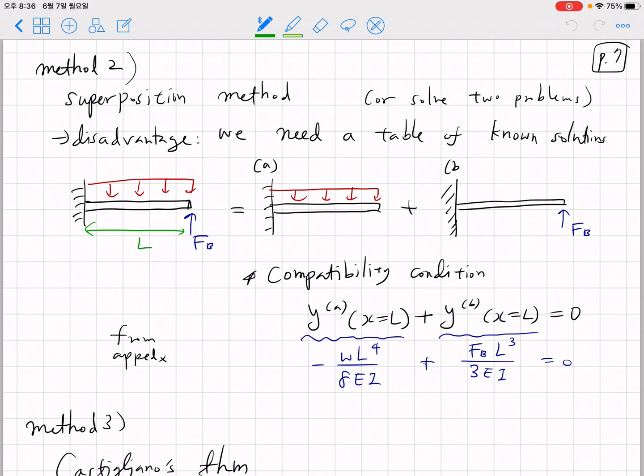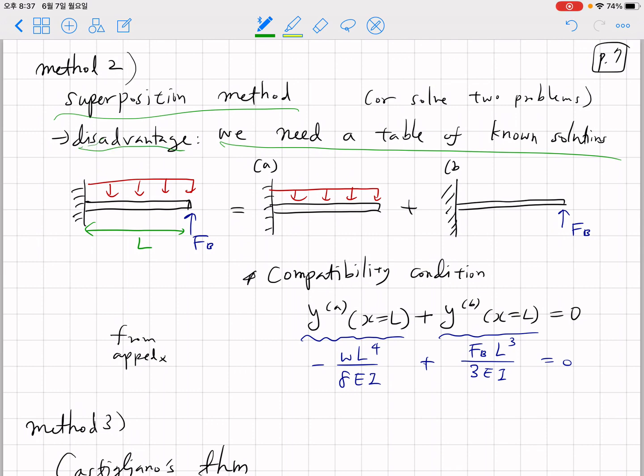Then the second method I suggested was the usage of the superposition method. The disadvantage of this method is that we have to have a table of known solutions. If we happen to have a problem that does not have any known solution table, we have to solve that problem and try to obtain the answer in a quite difficult way. So the superposition method is convenient, but there is a disadvantage.